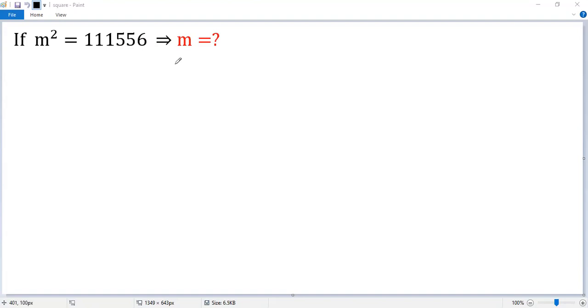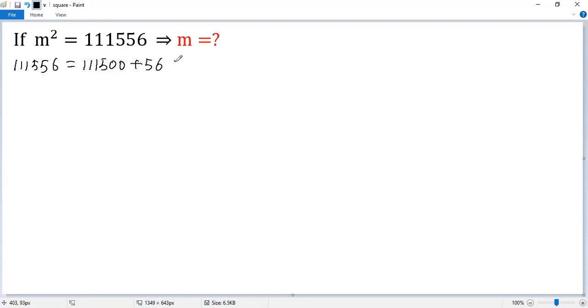Let's see how to find the value of m. Let's try prime factorization first. We know 111,556 equals 111,500 plus 56. We know both numbers are divisible by 4.